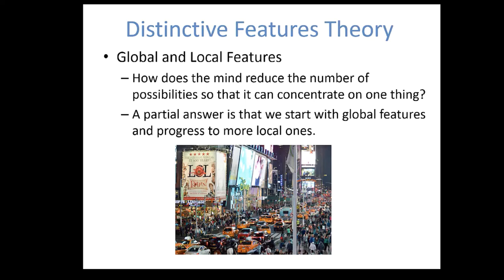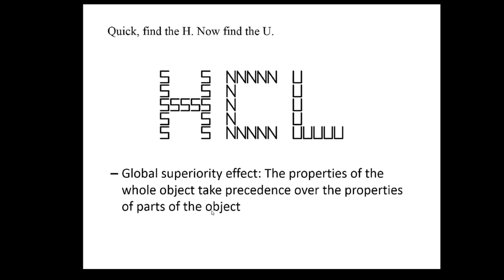So let me give you an example of what I mean by global versus local. So very quick, find the letter H. Now find the letter U. For many people, the H is very quick to be identified. It's right here. We see this letter H. And when we were asked to find a U, it might take us a little bit longer because we see that there is no big U, but there is here a letter L made up of small U's.